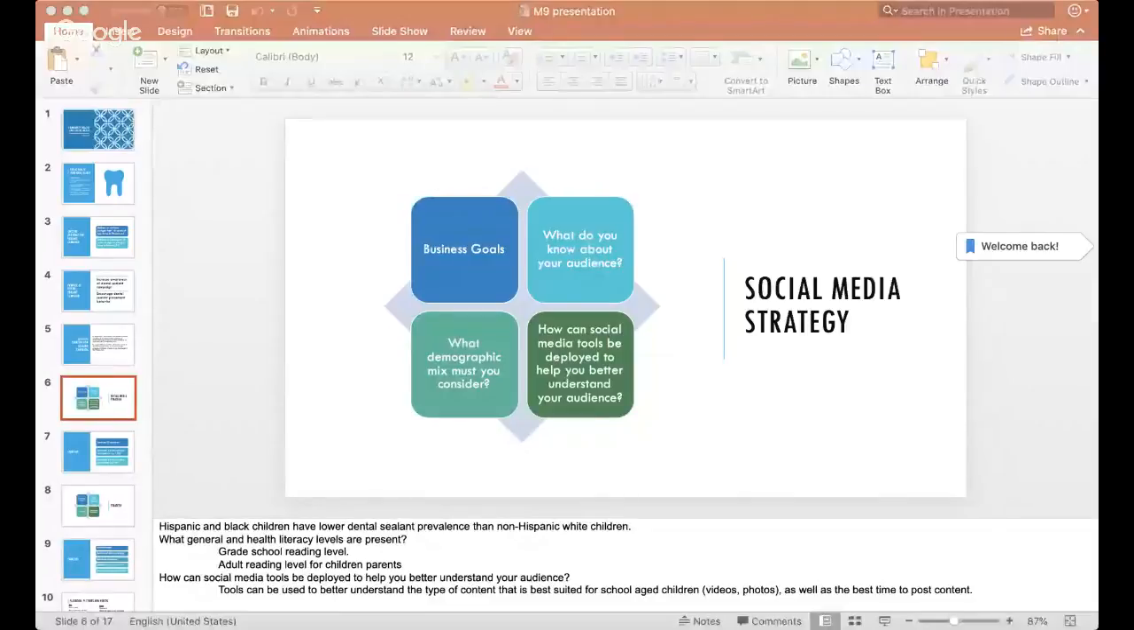Another thing is social media, and how can social media help bring about awareness and change? There are many tools that can better understand the type of content that is best suited for school-age children. For example, if videos or if photos are more useful to help convey the educational aspect and the placement aspect, that will be very beneficial from a social media standpoint, as well as some based off parents and adults versus children.